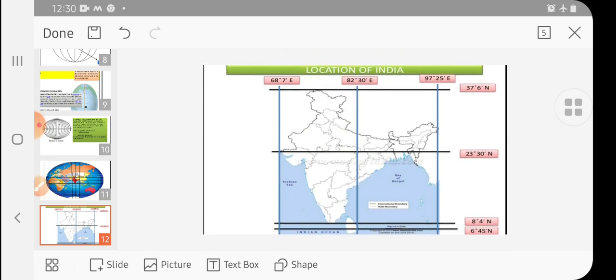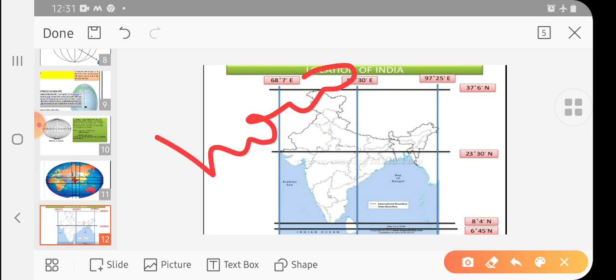So you must know that this is the extension of our country, and how we will see this on the globe. Okay, how we can take out the extension of any country on the globe, we'll see. Okay, this is the question which we'll discuss tomorrow.